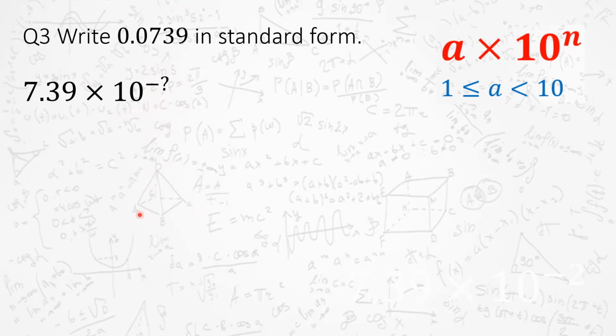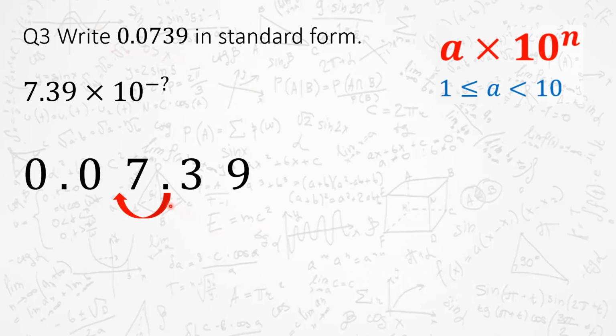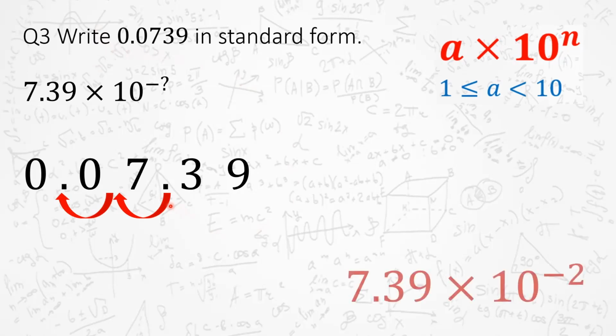Okay, we start with the number 7.39. To reach our number in question, 0.0739, we need to move this decimal point to the left. Moving once is not going to be enough, so we need to move it twice. Therefore, we moved the decimal point to the left twice, and your answer is 7.39 times 10 to the power negative 2. And that's our third example.